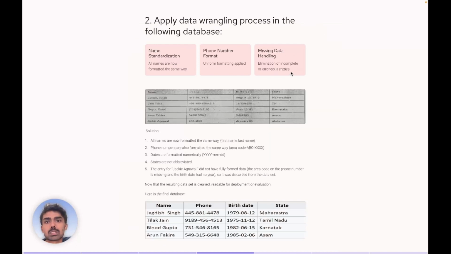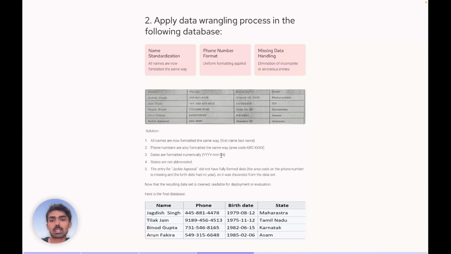Apply the data wrangling process to the following database. Data wrangling is basically making the database much more readable for our algorithms. If our data is confusing for the algorithm, it would produce results which are not suitable for our usage. Like the name here, Jagdish comma Singh, is a little bit confusing. We need to write the first name and then the second name. We don't need a comma there. In our third row, we can see the surname is written first: Gupta, comma Binod.